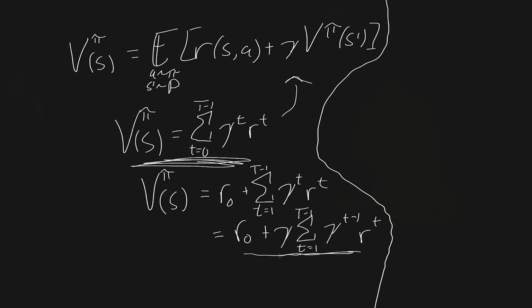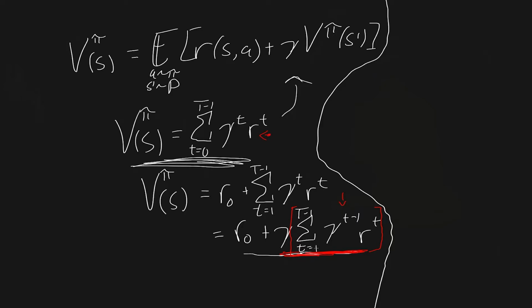What's this term right here equal to on the right side? Maybe I should get a different color. This term on the right side right here, what's this equal to? Gamma times, or sorry, let's not include the gamma, just this. And if you're very keen on this, what you might notice is that this is almost the exact same as this right here.